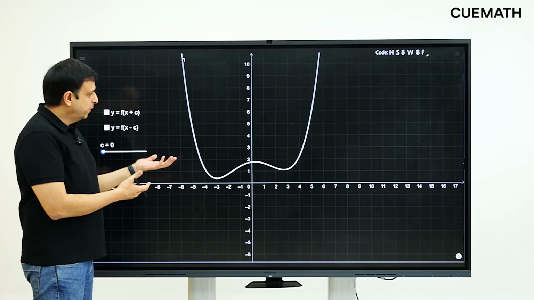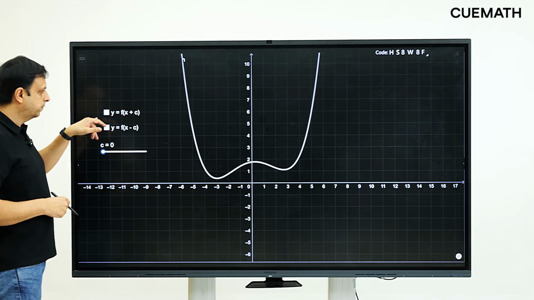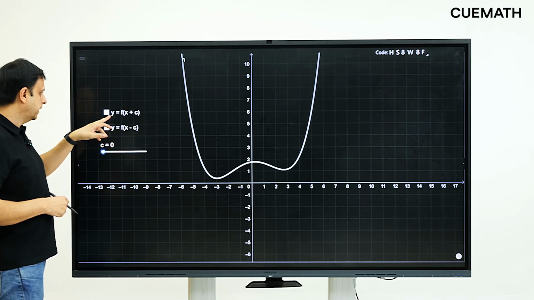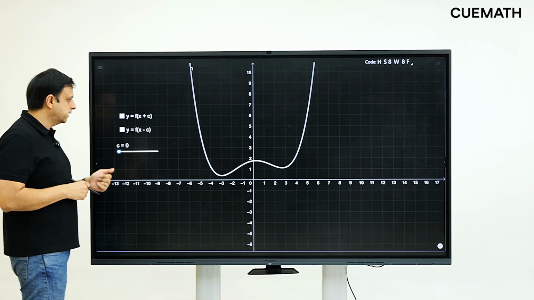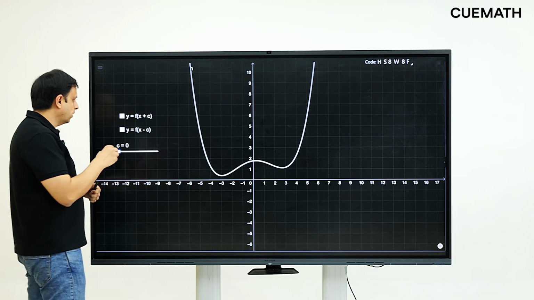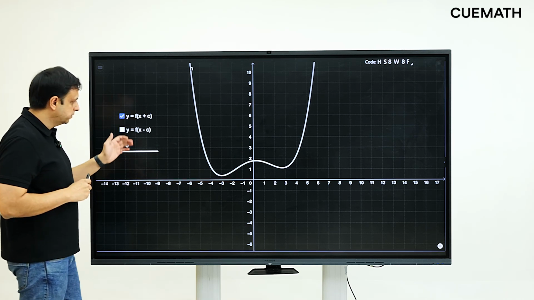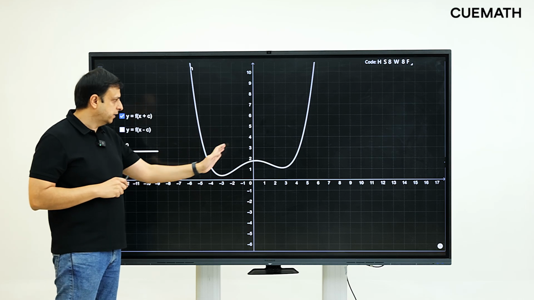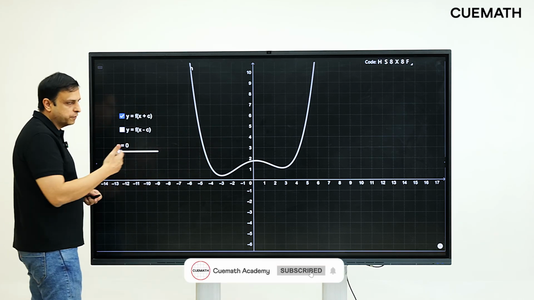So, here is a simulation of a function y equal to f of x, and I can actually plot in this simulation y equal to f of x plus c and y equal to f of x minus c, and I can change my values of c. So, let me first plot y equal to f of x plus c. Right now c is equal to 0. So, you just see the original graph in the simulation, but now let me increase the value of c.